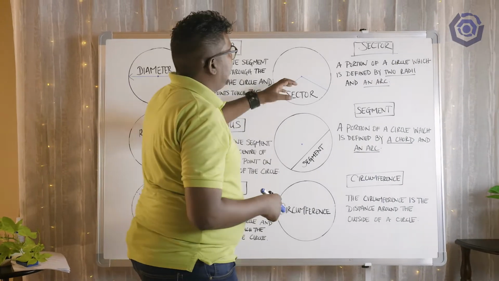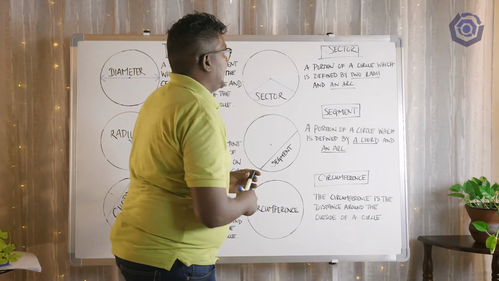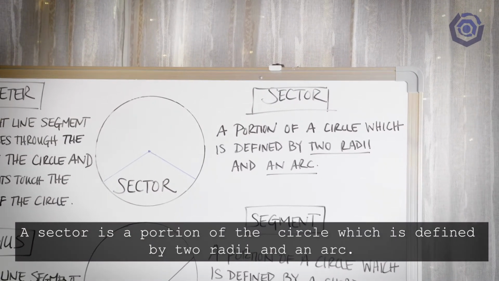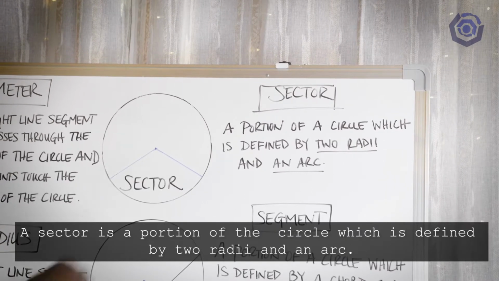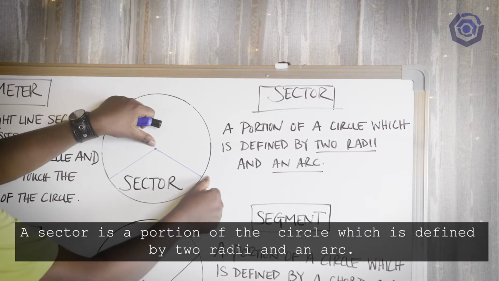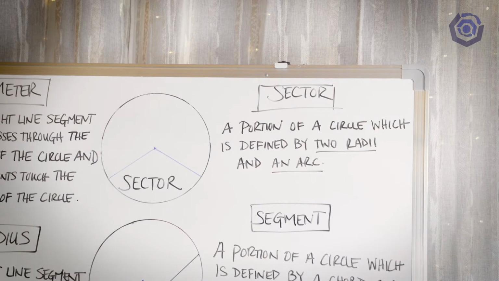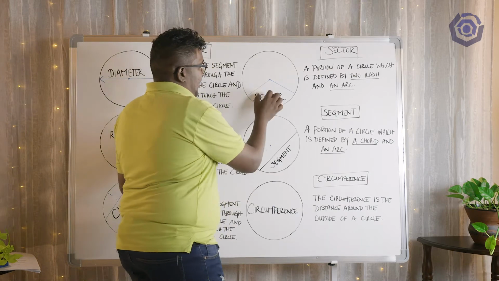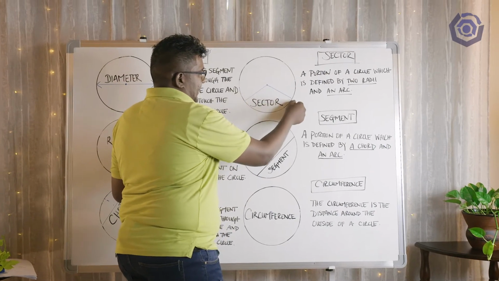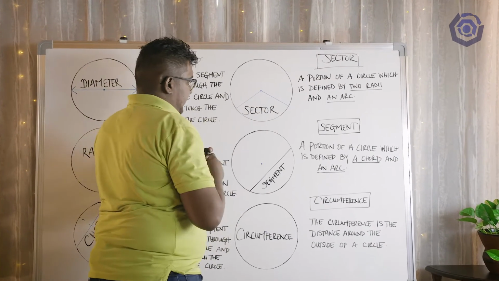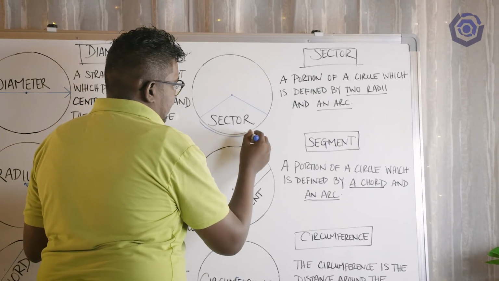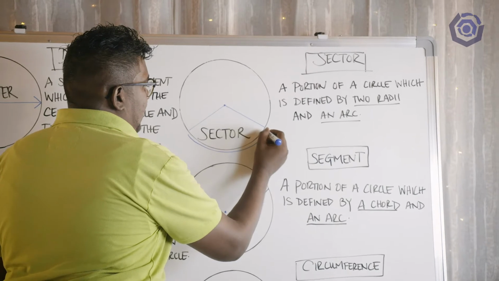The fourth one we have is the sector. The sector is a portion of a circle which is defined by two radii and an arc. Now, one of these lines, we call a radius. So when you have two of them, the plural, it's radii. So the portion between two radii and the arc is what we call a sector.